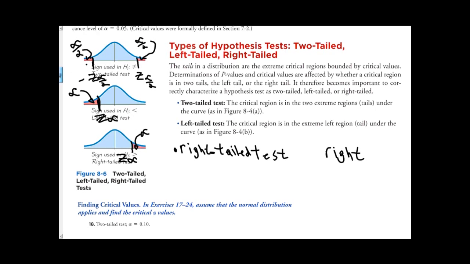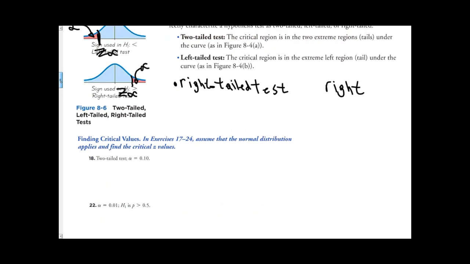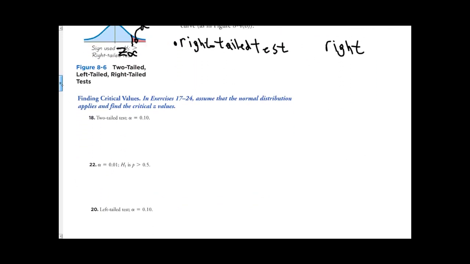All right, now how do we identify what kind of tail we have on our test? Well, let's see here.